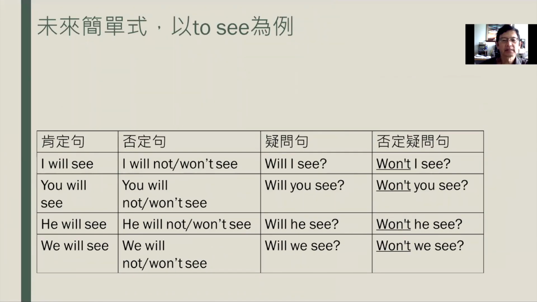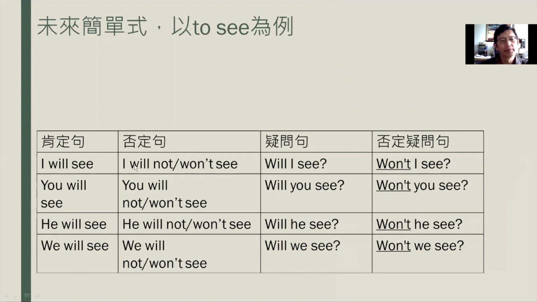Okay, here are some examples of using the future tense by using the word will and then also using the verb see in this case. I will see. So that means I will see something in the future. I will see tomorrow. I will see later.